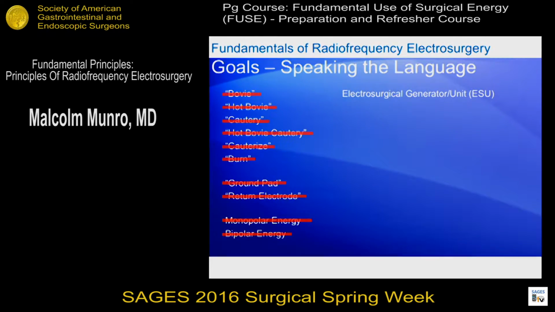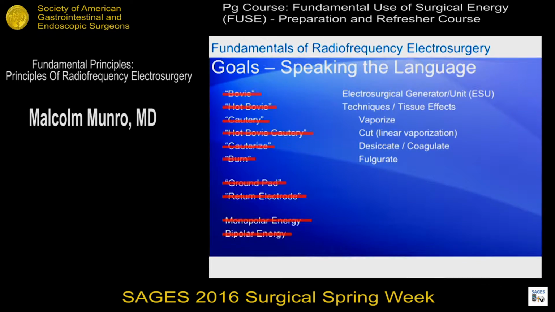The first is the unit that you have that generates electricity, originally designed by William Bovie, is not a Bovie. It's an electrosurgical generator. We can call it an ESU for electrosurgical unit. And we aren't cauterizing things.